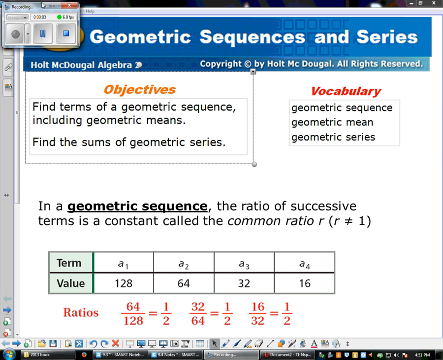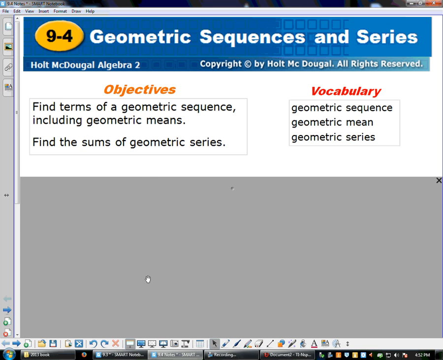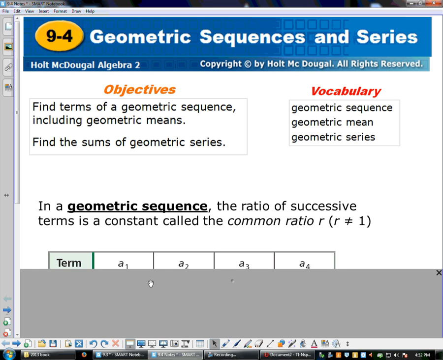And Miss Bella here. And we are looking now at section 9.4, which is geometric sequences and series. The objectives in this section are to find the terms of a geometric sequence, including geometric means, and to find the sum of geometric series. So our vocabulary: geometric sequence, geometric mean, geometric series.